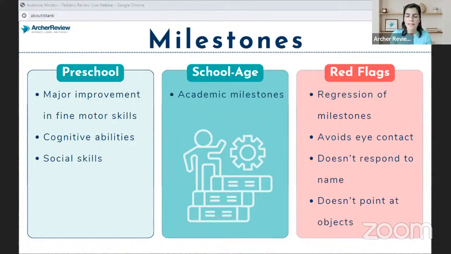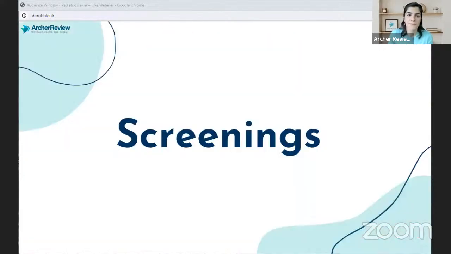But if there's no cause or explanation for the regression of the milestone, that's a huge red flag. And I want you to remember that for your boards too. They're going to be looking for that. And again, we talked about avoids eye contact, doesn't respond to name, doesn't point to objects. Again, you want to see how they're socially interacting with others.